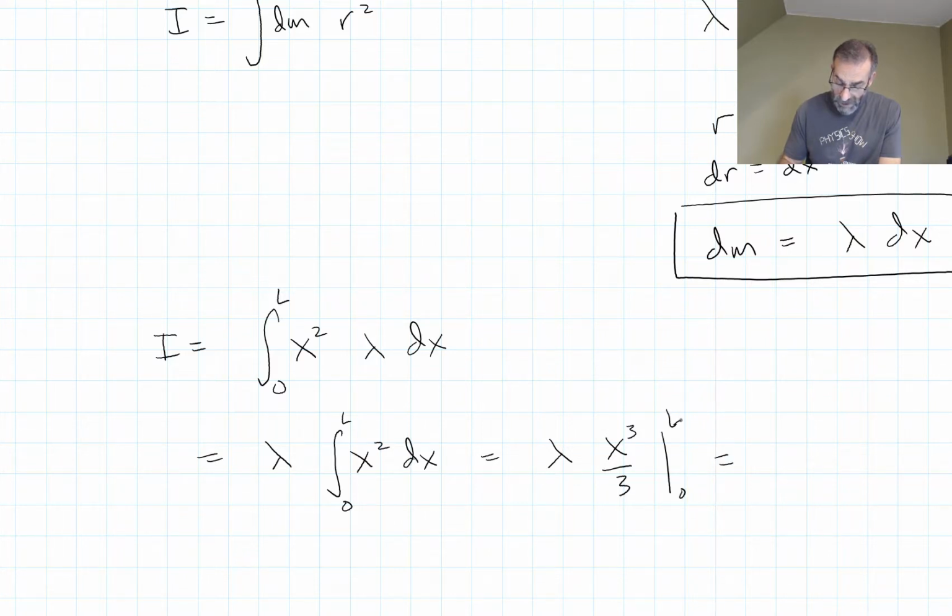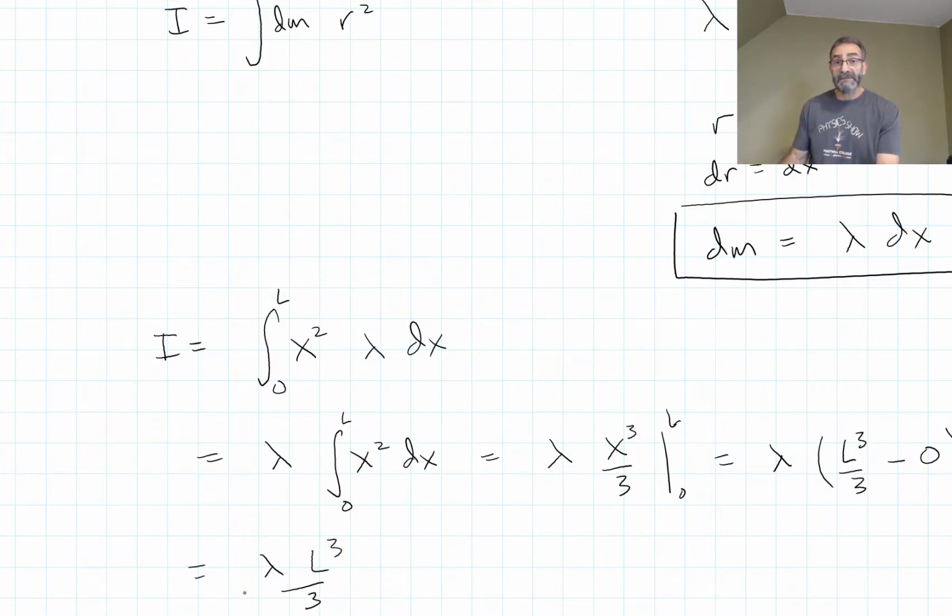And I know how to do this integral. Lambda L cubed over 3 minus 0. And what is lambda? It's the total mass over the length L. So one of the L's cancels, and we have 1/3 mL squared. That's the rotational inertia of a rod rotating about its end point.